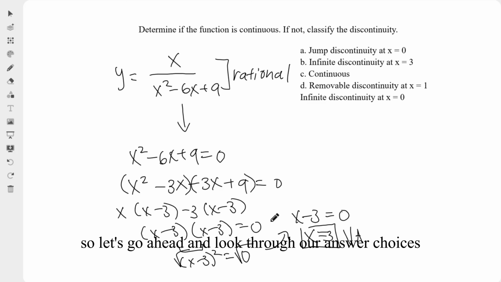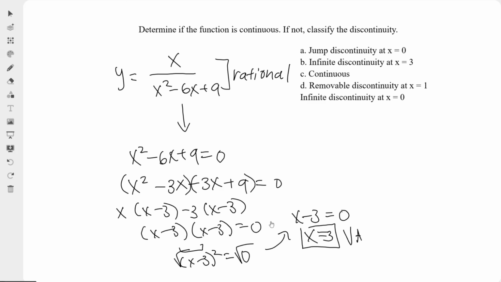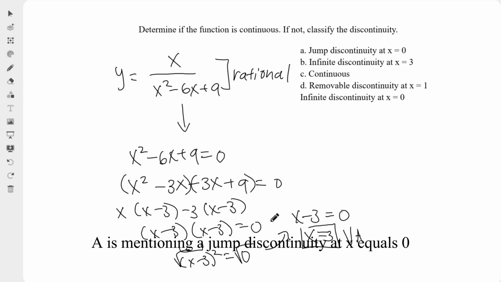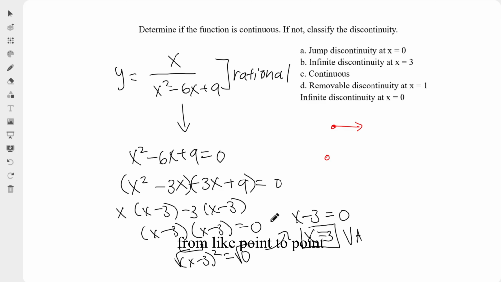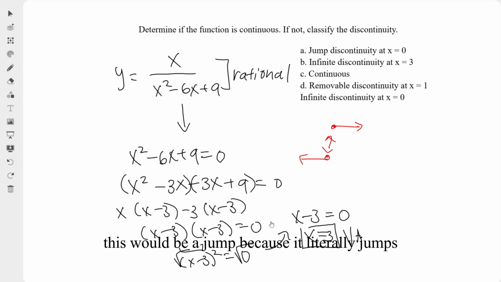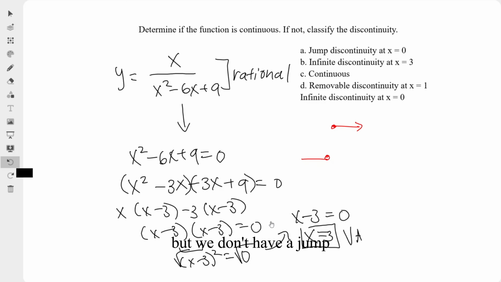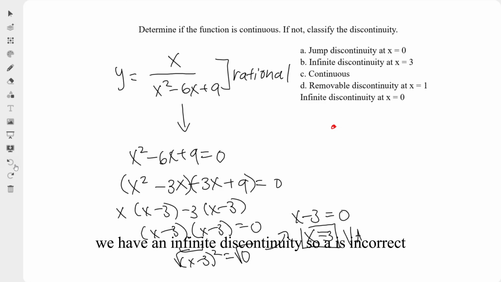So let's go ahead and look through our answer choices and see which one is correct. A is mentioning a jump discontinuity at x equals 0. A jump discontinuity is, for example, from like point to point. This would be a jump because it literally jumps. But we don't have a jump discontinuity in this rational function. We don't have any of that. We have an infinite discontinuity, so A is incorrect.